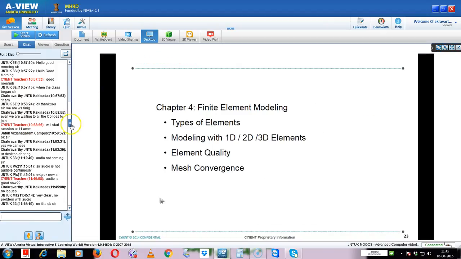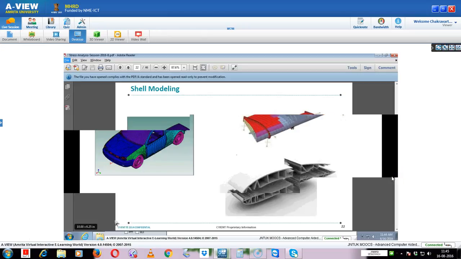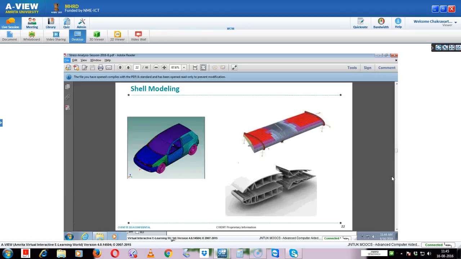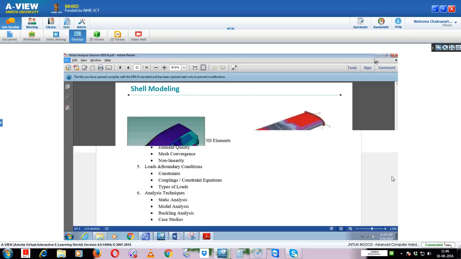So this we discussed. So that completes the third chapter, model idealization techniques. Just let me know if you have any questions on this model idealization. So we covered plane stress, plane strain, axisymmetric and cyclic symmetry and various types of symmetries. Otherwise, we'll push to the next chapter, finite element modeling.